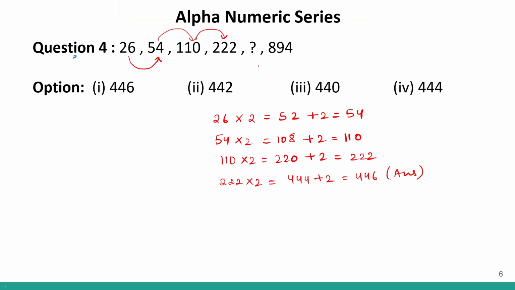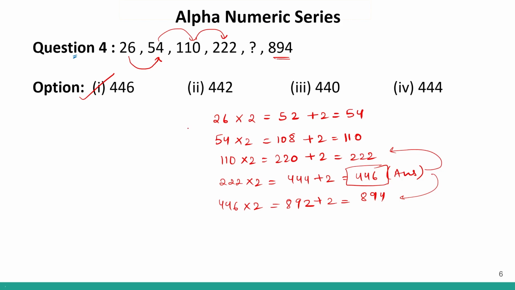But let us check with the next term. 446 times 2: this will be 12, 1 carried, this will be 9 and this will be 8. So 892 plus 2 will give me 894. So this is in logic with the previous term as well as the next term. This is important to check. So my answer will be 446. 446 is given in option number 1. So option number 1 will be the answer to this question.